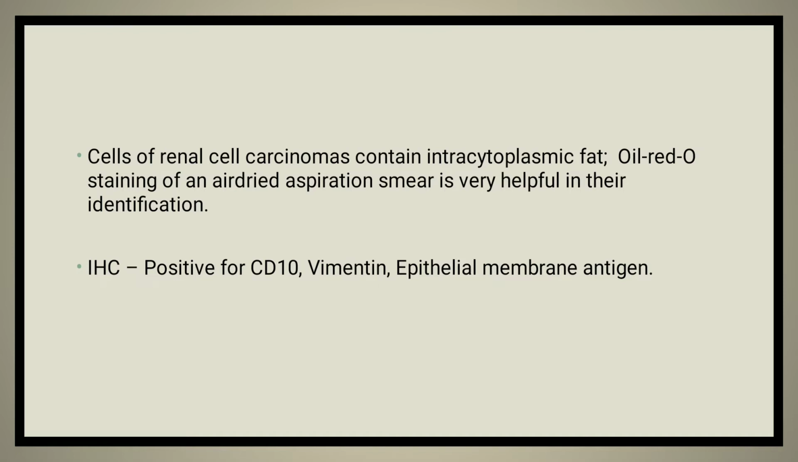It is either by doing special stain or immunohistochemistry. Cells of renal cell carcinoma contain intracytoplasmic fat, which when stained with oil red O on an air-dried aspirated smear, shows positivity. For immunohistochemistry, the cells of renal cell carcinoma are positive for CD10, vimentin, epithelial membrane antigen.